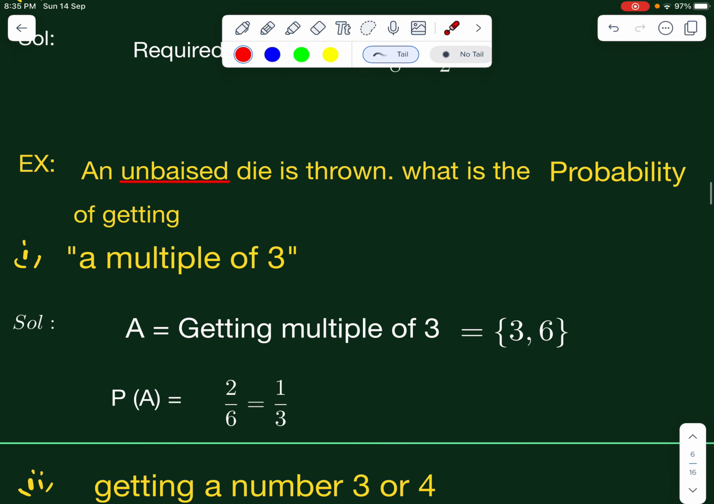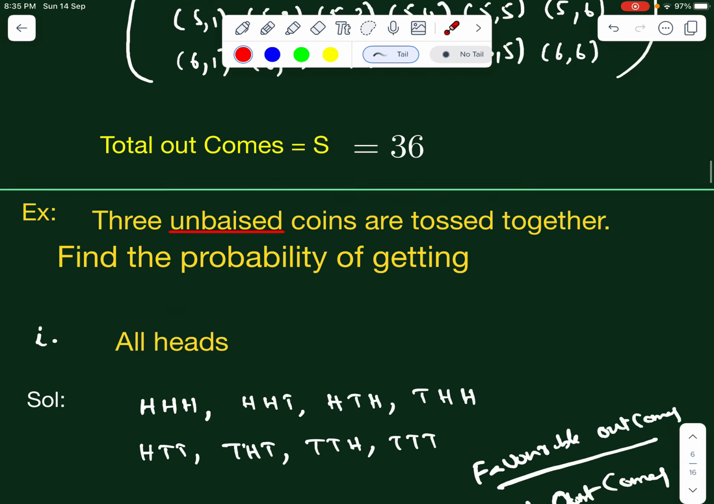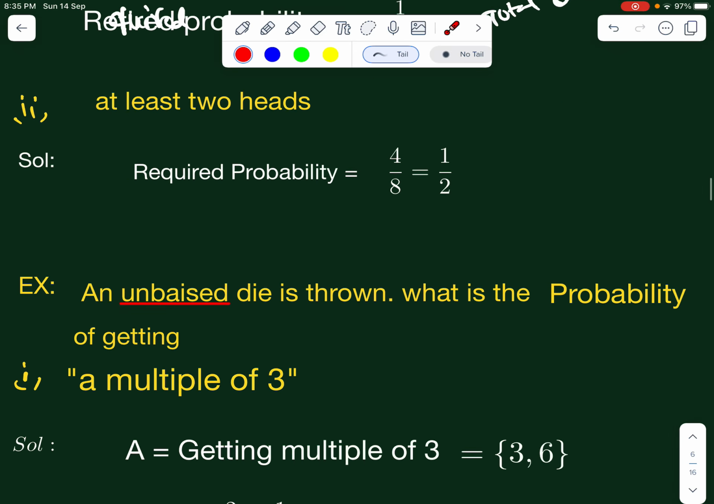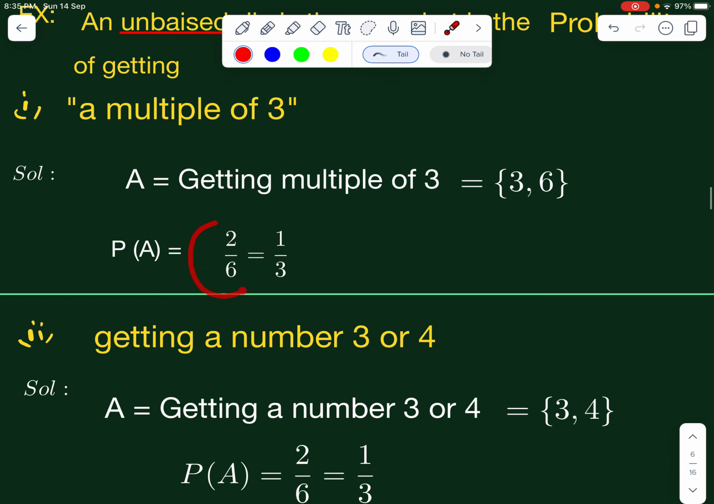Next. An unbiased die is thrown. What is the probability of getting a multiple of 3? You can observe here 3 and 6. These are the multiples of 3. Therefore, only 2 chances. Therefore, 2 by 6. Therefore, 1 by 3 is the answer.